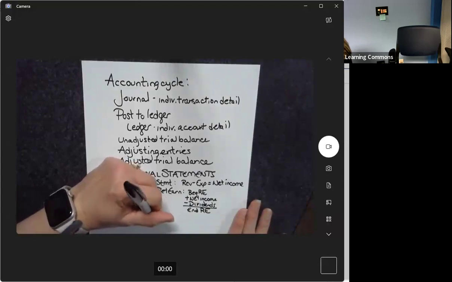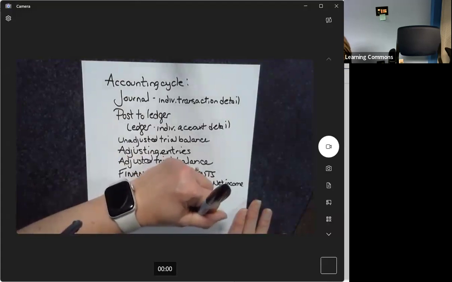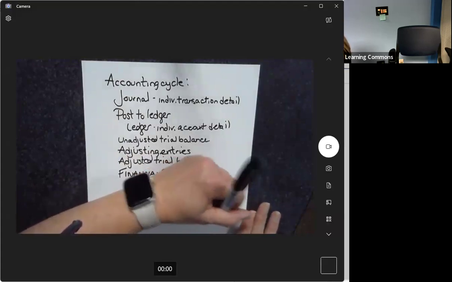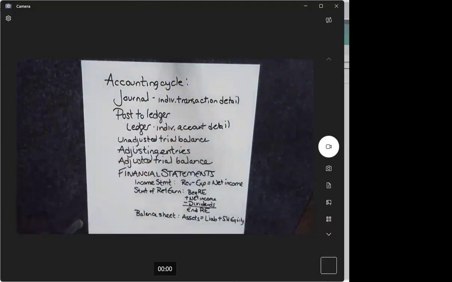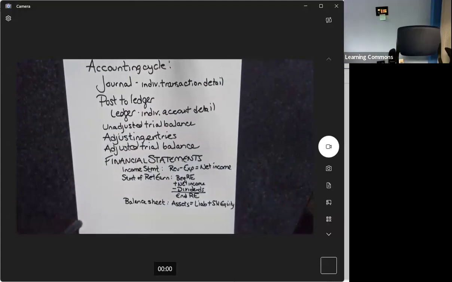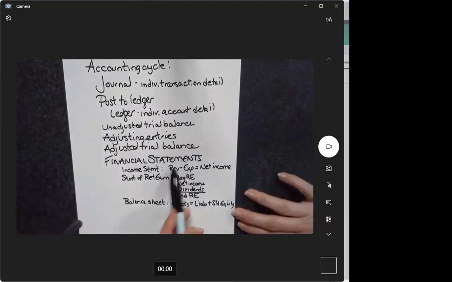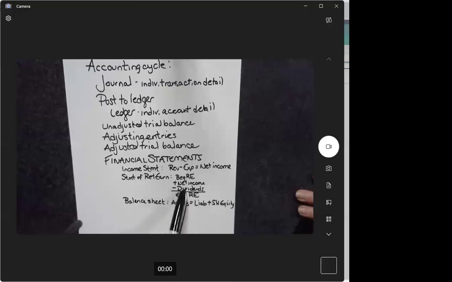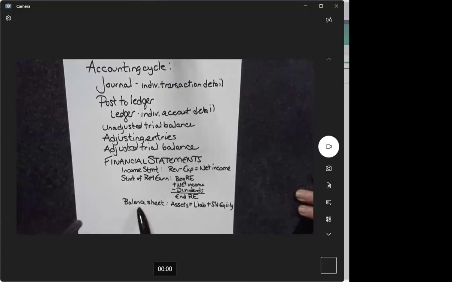Then we did the balance sheet. Remember, the balance sheet looks like the accounting equation, the idea that our assets have to equal our liabilities plus our stockholders' equity. So we said that every account has a specific financial statement that it belongs to. Revenues and expenses go on the income statement. Dividends go on the retained earnings statement. Assets, liabilities, and equity accounts go on the balance sheet. Okay, so we do those financial statements.